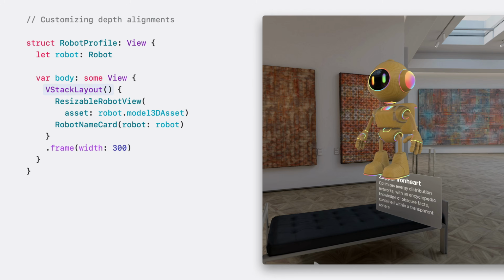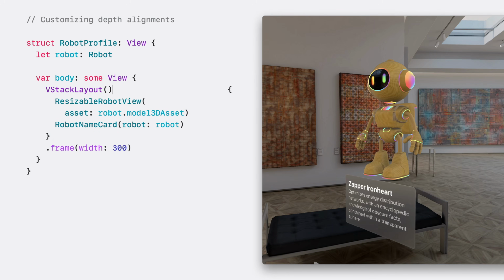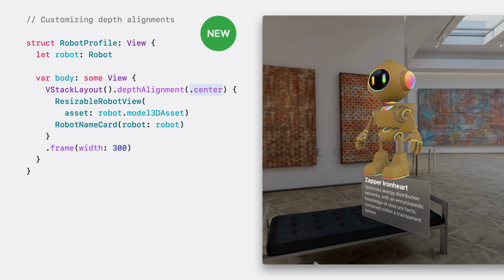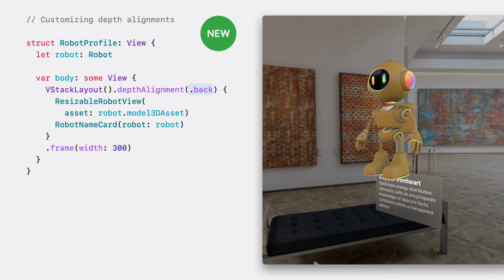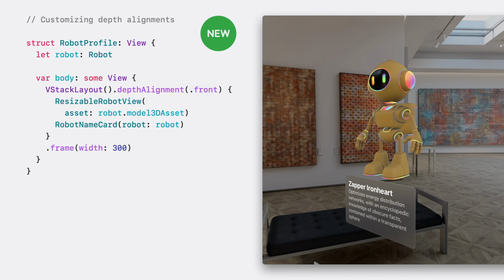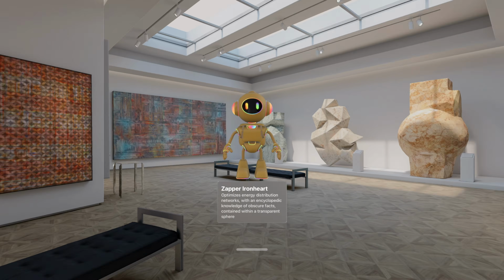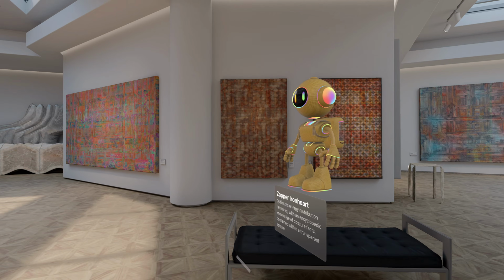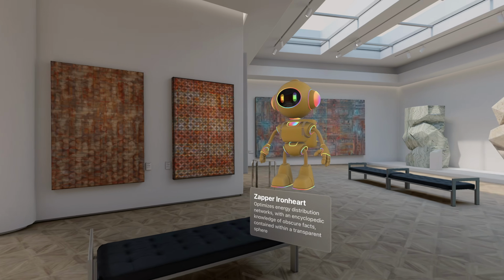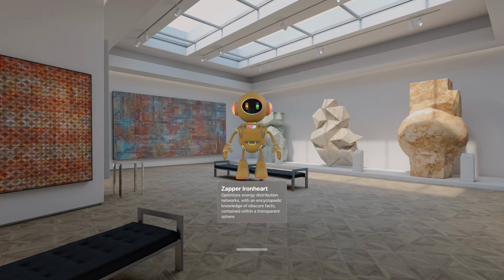I'll update the robot profile to use VStack layout, so I can apply the depth alignment modifier. I ask for front alignment here. You can also use the center or back guides. But I think front is the right choice to make this robot name card legible. Now, I'm never going to forget Zapper Ironheart and its encyclopedic knowledge of obscure facts.